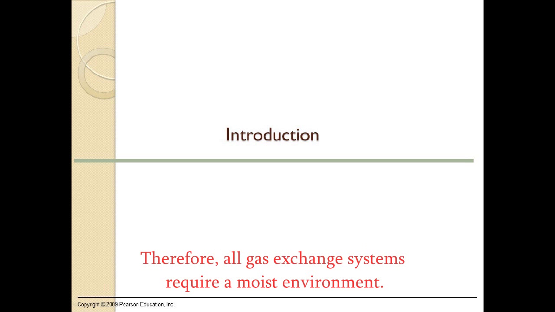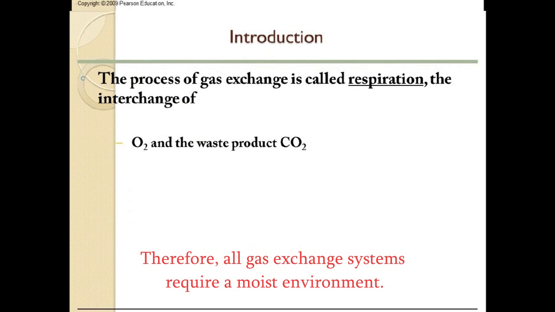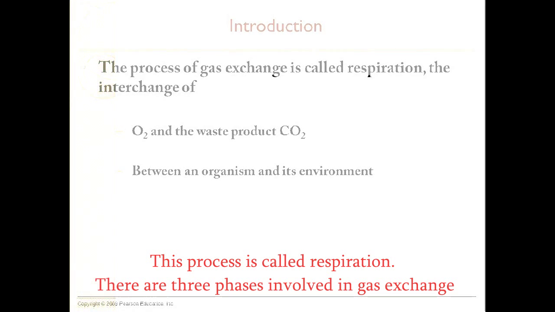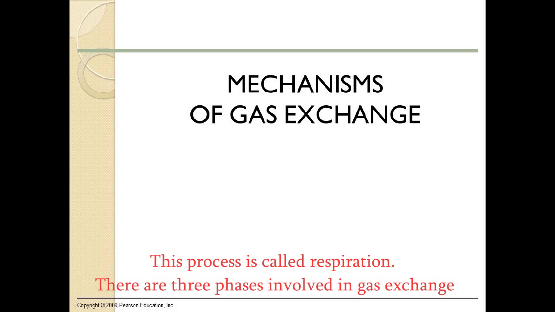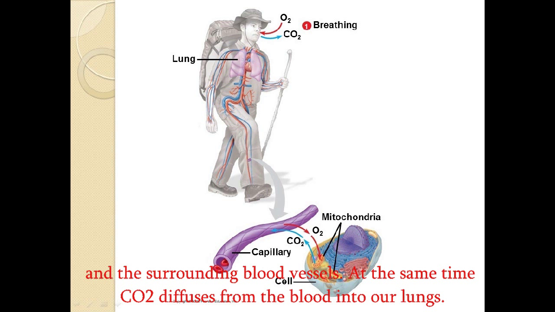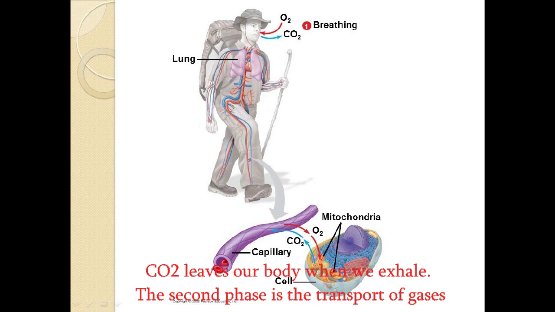Therefore, all gas exchange systems require a moist environment. This process is called respiration. There are three phases involved in gas exchange. First is breathing. As we inhale, oxygen enters the body and diffuses across the cells lining the lungs and the surrounding blood vessels. At the same time, carbon dioxide diffuses from the blood into our lungs. Carbon dioxide leaves our body when we exhale.